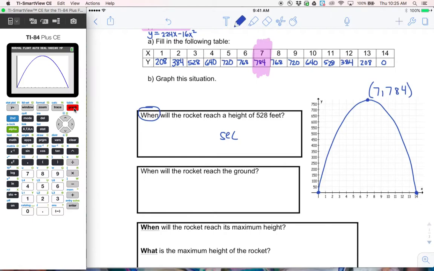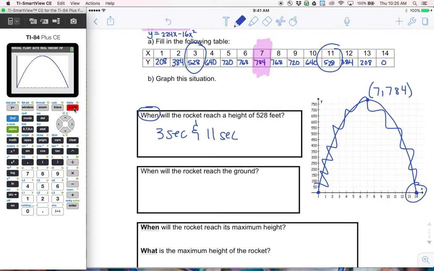When means we're going to answer with seconds. When will the rocket reach a height of 528 feet? Well, I've got a table, so let's use that. I've got 3 seconds and 11 seconds. If you look at the graph, 528 feet looks like maybe about here. We reach that height twice. When will the rocket reach the ground? Well, I shoot it up, it goes, and it hits here. That's when I hit the ground, which was 14 seconds.